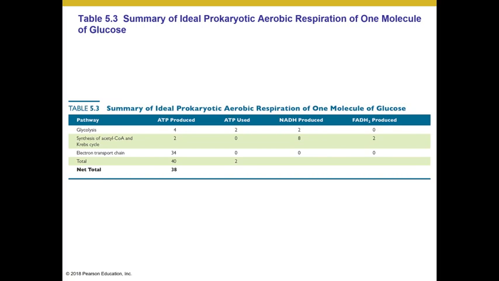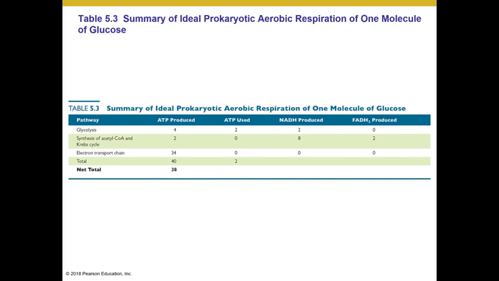Glycolysis, 4 ATP substrate level and 2 NADH. Krebs cycle, 2 ATP substrate level, 8 NADH and 2 FADH2. ETC, 34 ATP. Total about 38 ATP in prokaryotes. Humans usually make about 36 ATP per glucose because moving NADH into mitochondria costs some energy.